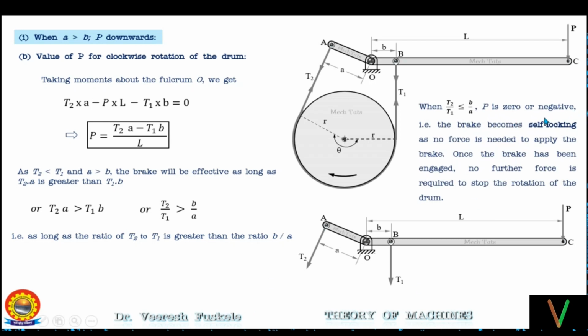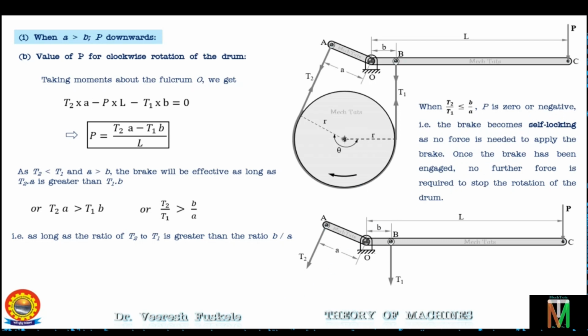That is, the brake becomes self-locking as no force is needed to apply the brake. Once the brake has been engaged, no further force is required to stop the rotation of the drum. So when A is greater than B and force P is acting in the downward direction, if T2 upon T1 is less than or equal to B upon A, then this configuration of the brake will be a self-locking brake.